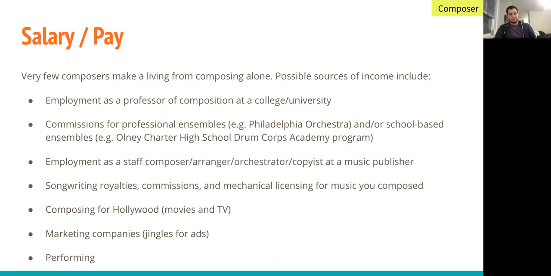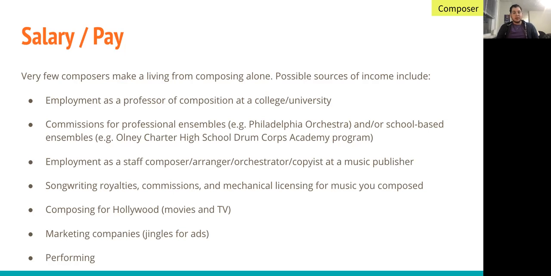Salary and pay. Very few composers make a living from composing alone. Possible sources of income include employment as a professor of composition at a college or university, commissions for professional ensembles like the Philadelphia Orchestra, and/or school-based ensembles like the Olney Charter High School Drum Corps Academy program.